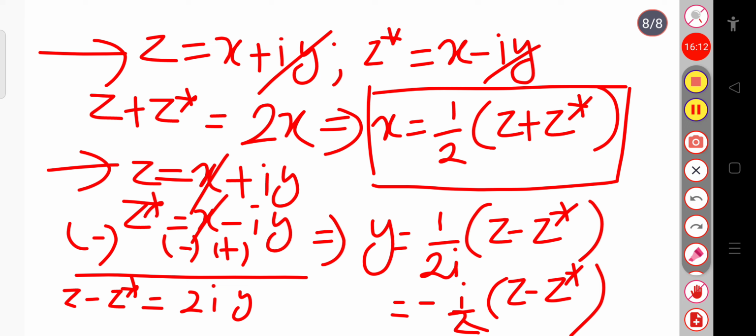So this is the representation of the real part and imaginary part in terms of the complex number and its complex conjugate. So this is all for today.